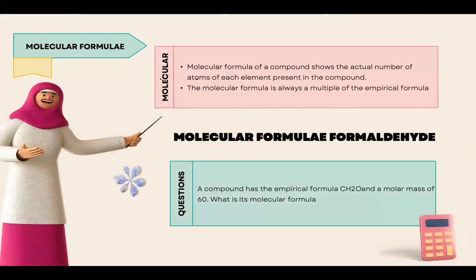Let's look into the molecular formula. The molecular formula of a compound shows the actual number of atoms of each element present in the compound. The molecular formula is always a multiple of the empirical formula. Question: calculate the molecular formula. A compound has the empirical formula CH2O and a molar mass of 60. What is its molecular formula?